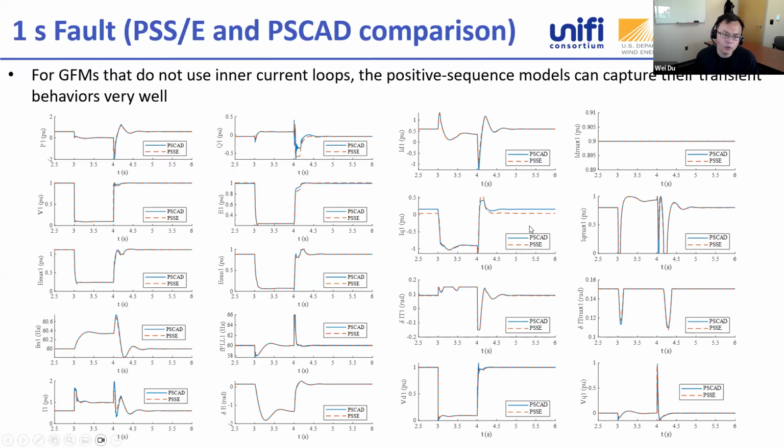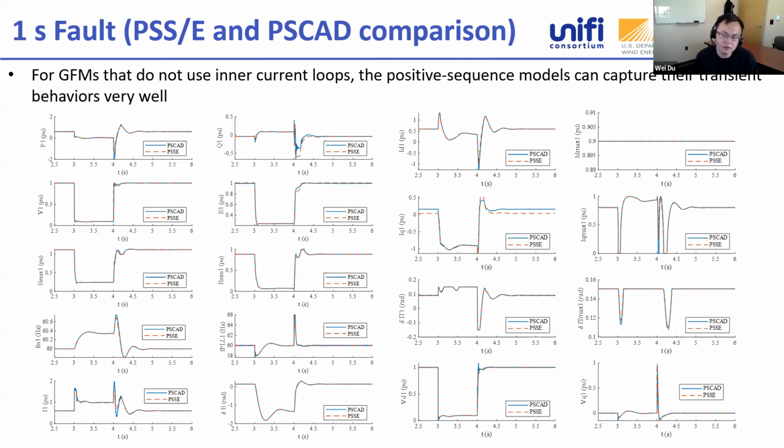So here I just show one example for that 1 second fault, just the fault case I showed before. You can see we compared PSSE and PSCAD for 18 variables, including your PQ, voltage, frequency, your internal voltage, ID, IQ, angle. They matched pretty well. So this shows that PSSE, this kind of positive sequence tool, is still pretty good to study, at least, the behavior of grid forming inverters. And we just show one example here.